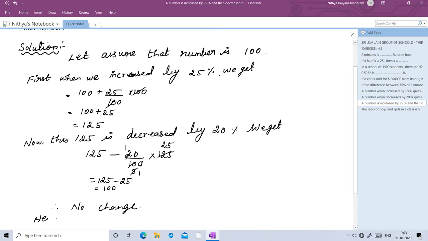Hence the percentage change in that number is 0%. So there is no change in that.